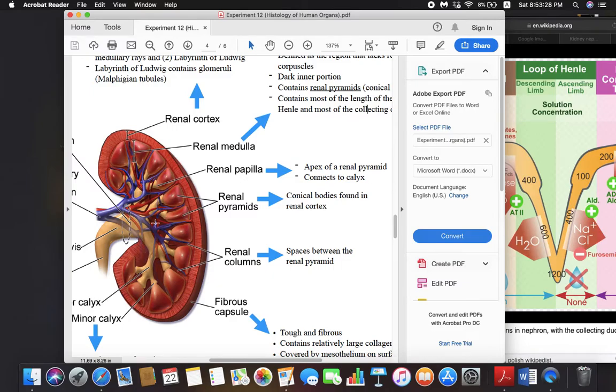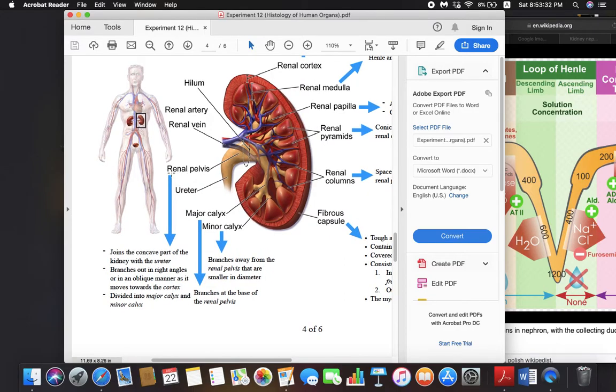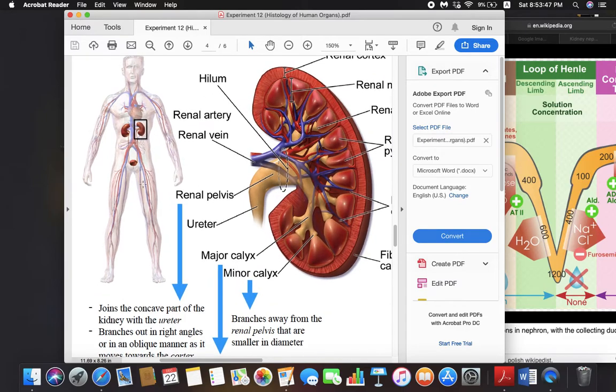It connects to the calyx. The calyx are basically branches of the renal pelvis. So first of all, let's discuss the renal pelvis. The renal pelvis joins the concave part of the kidney with the ureter, which drains to the bladder. So these are the ureters. So the renal pelvis joins the concave part of the kidney with the ureter.